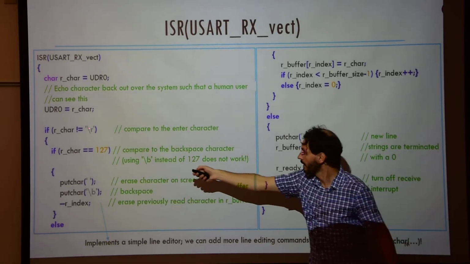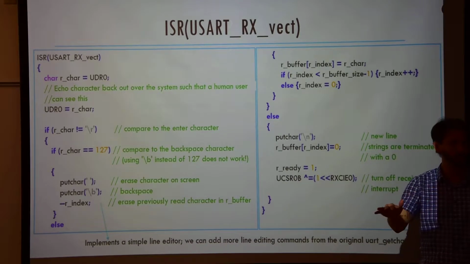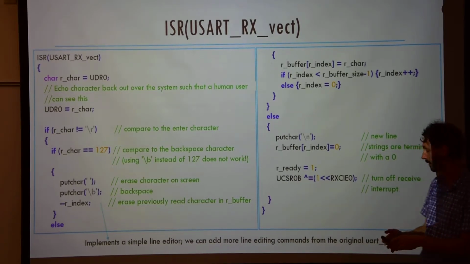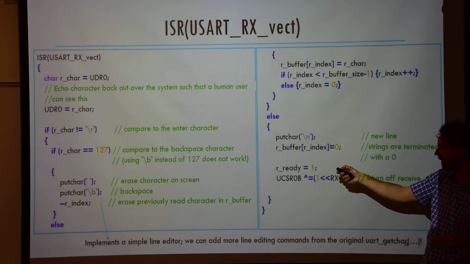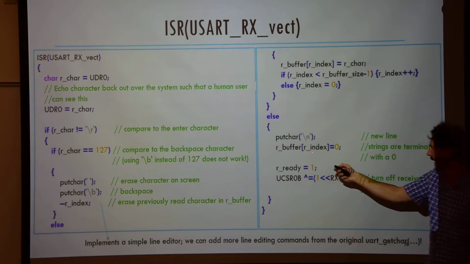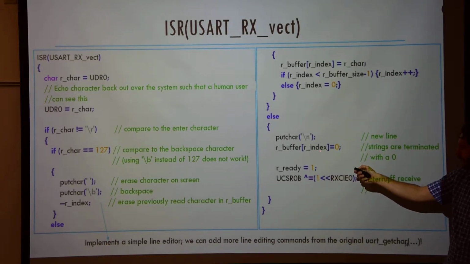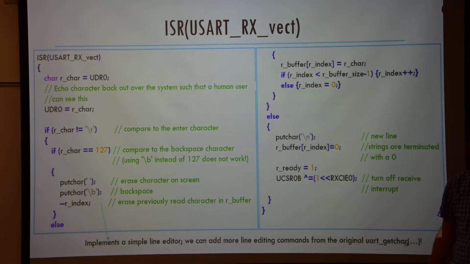Now, if the enter character has arrived, then the human is finished with typing a string in. So what happens? Clearly you echo the decision of the user back to its own console, but the buffer now is going to be ending with an all 0. Why? Because strings in C need to end with the all 0 byte. So that's what we're doing here.